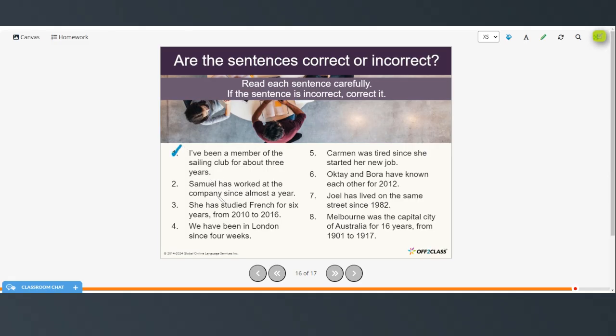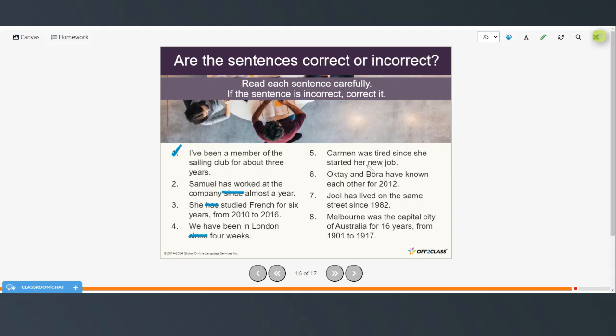Samuel has worked at the company since almost a year. Well, that one should be for almost a year. She has studied French for 6 years from 2010 to 2016. So because it ended in the past, we don't use present perfect. It would just be she studied French for 6 years. We have been in London since 4 weeks. It should be for 4 weeks.